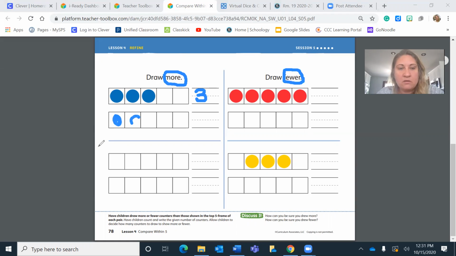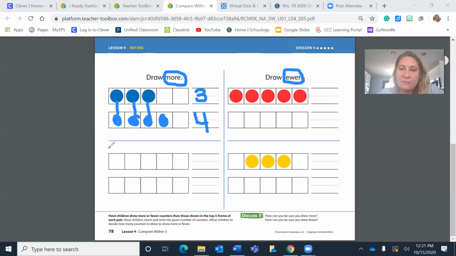1, 2, 3. Right now I have the same amount. I'm going to do one more, right? Because now there are more counters on the bottom than I have on the top. I have more. Let's count. 1, 2, 3, 4. So I actually had one more. And I can see that by kind of lining them up, right? That one had that one for a partner. That one. That one. Oh, and then just this one's left over.